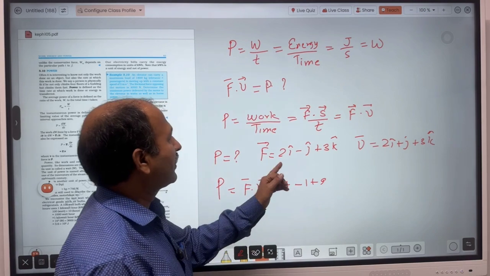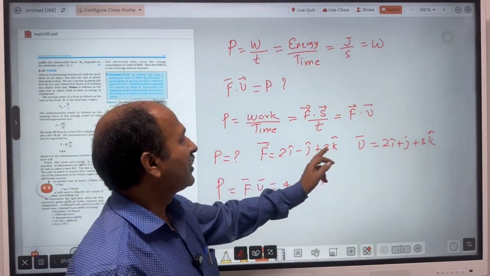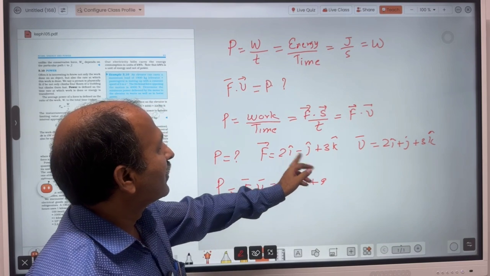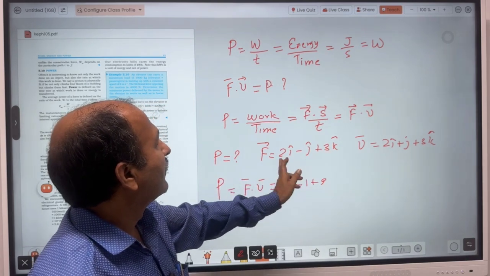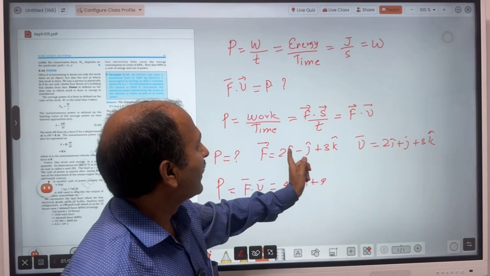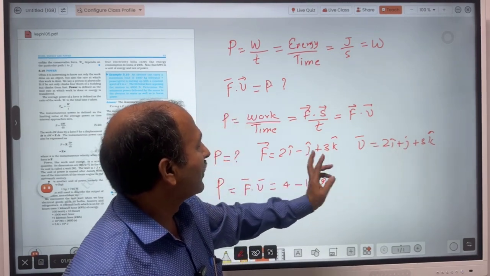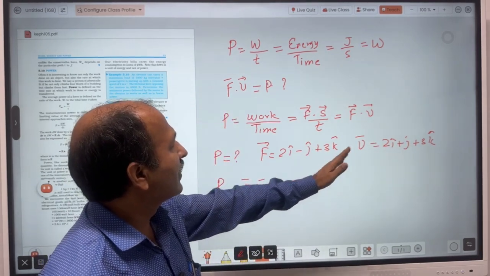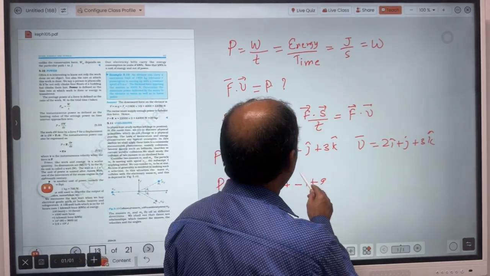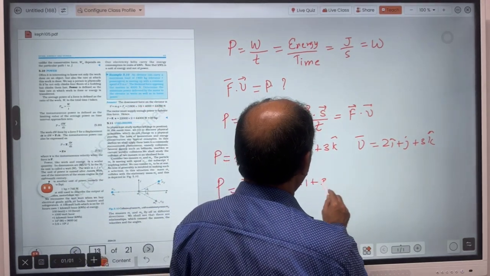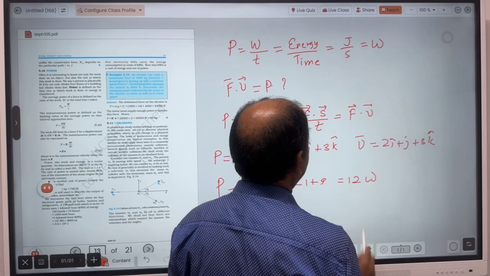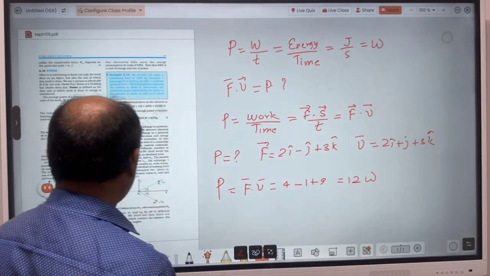Do you remember the dot product? i dot i gives 1, j dot j gives 1, k dot k gives 1. So 2 into 2 will be 4. When i is multiplied to j, it gives 0. When i is multiplied to k, it again gives 0. So only the i, j, and k coefficients should be multiplied. So here 4 minus 1 plus 9, that is 12 watt. I think you have understood.